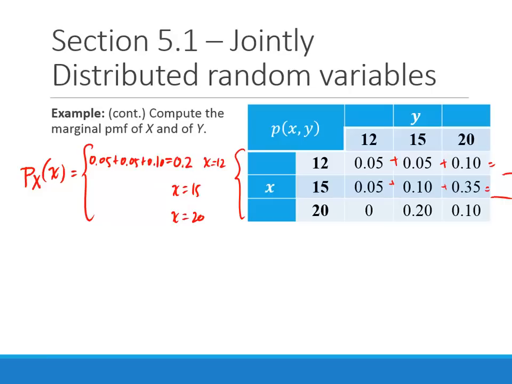Similarly, for X equals 15, we can just add up those three numbers. So 0.5 plus 0.05 plus 0.1 plus 0.35, which gives us 50%. And for X equals 20, we can just add up all three numbers in the 20 row there, and that'll give us 30%.